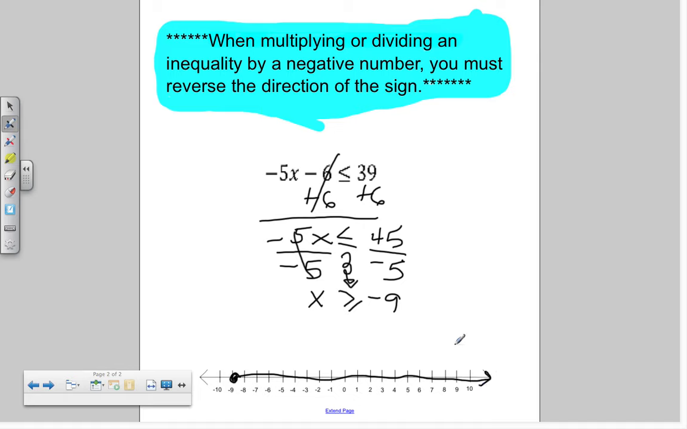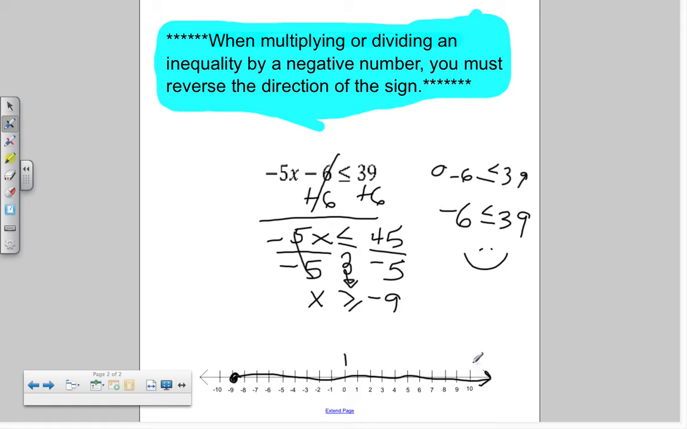And everything that's shaded in should work. So if I pick something easy, let's pick a 0 because that's an easy one to work with. And let's plug it in up here. Negative 5 times 0 minus 6 is less than or equal to 39. That gives me negative 6 being less than or equal to 39. Is that true? Indeed it is. And if you pick anything else along up here, you will find that it works.